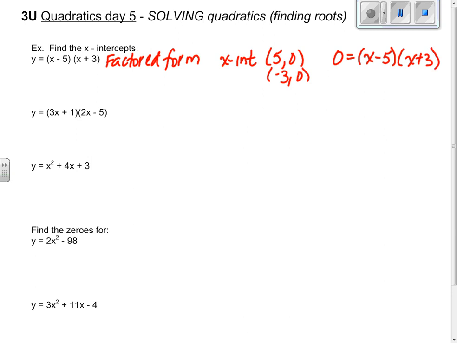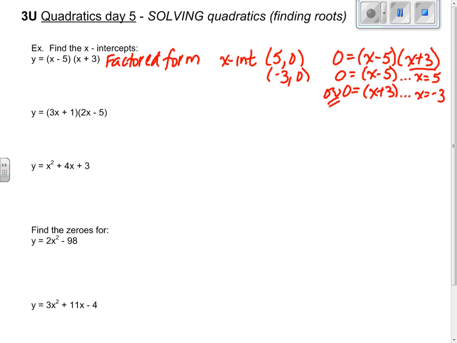If you have two things being multiplied together to give you 0, then x minus 5 is equal to 0, or x plus 3 is equal to 0. Both of those would give you a 0 for y, which is why we would say x equals 5 or x equals minus 3 for the two solutions to that 0.